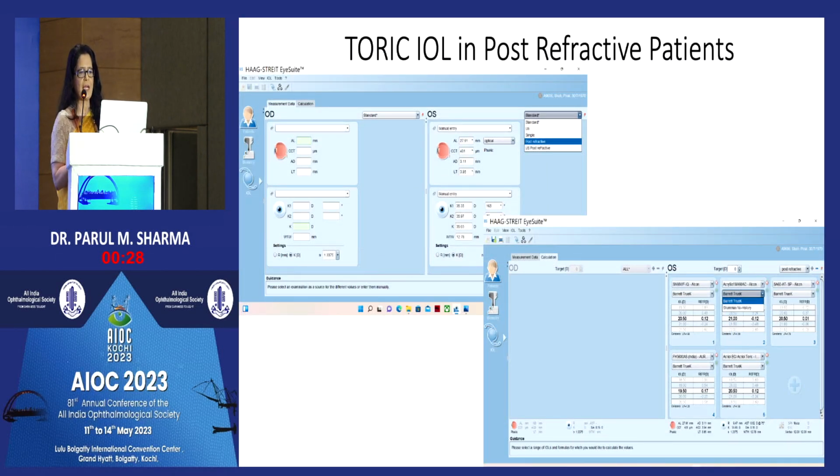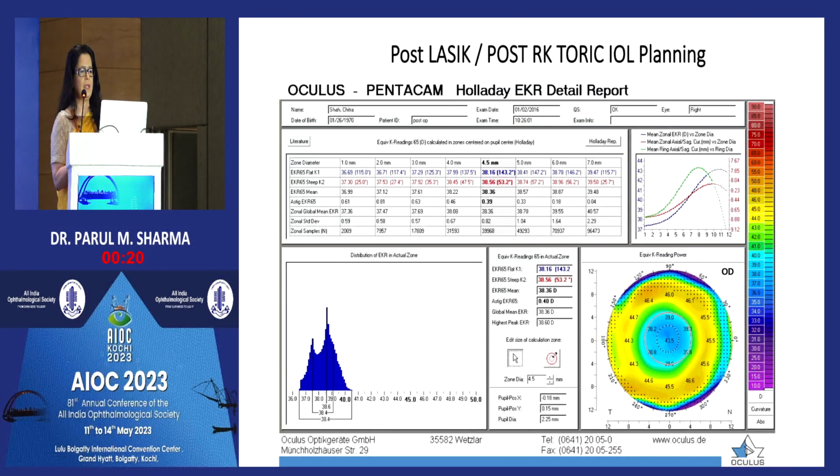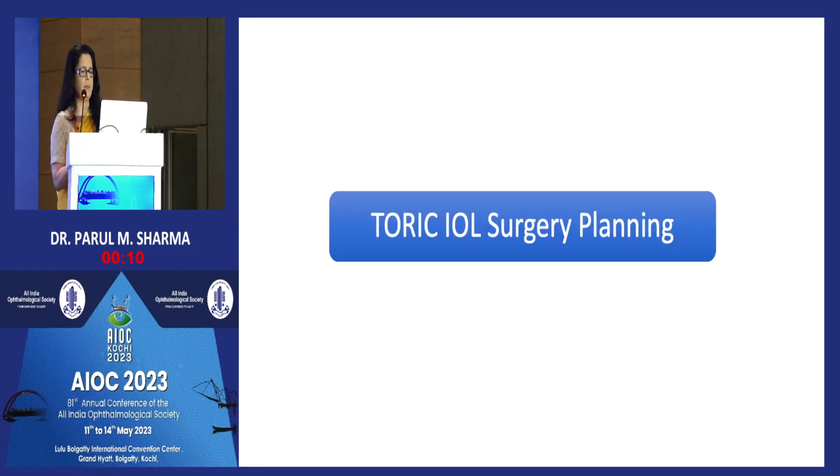Similarly, in post-refractive patients, you need to be sure that the optometrist has picked up the right formula. There's a drop-down. Make sure that the Barrett True K formula has been used, and take help of Pentacam. Dr. Piyush and earlier speakers have already spoken that they focus on the 4.5 millimeter zone to pick up your keratometry, so I would not be repeating that.